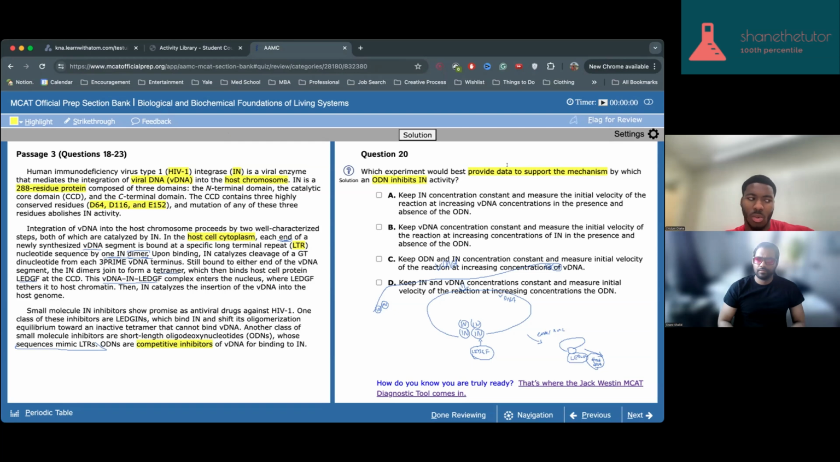I guess one thing I'm thinking about is that we've already decided that ODN should be the thing that we adjust the absence or presence of. So I would be leaning towards answer choices that align with that hypothesis at first. I'd probably mark out C and D just because they don't align with that. And then it's just a matter of whether we want to keep vDNA constant or IN constant.